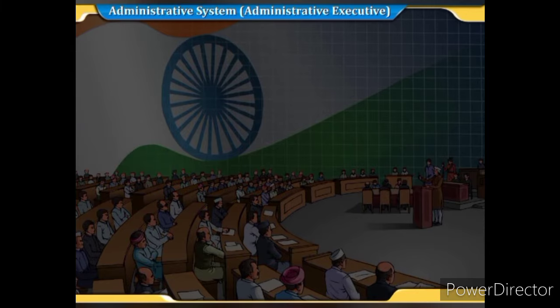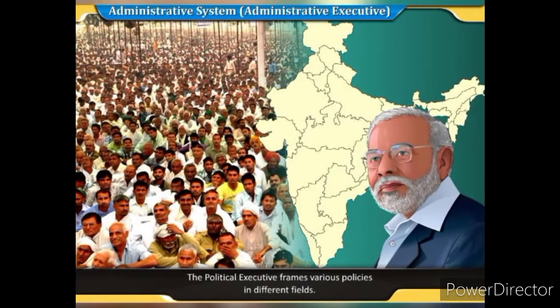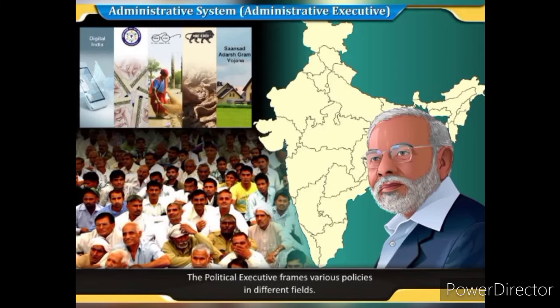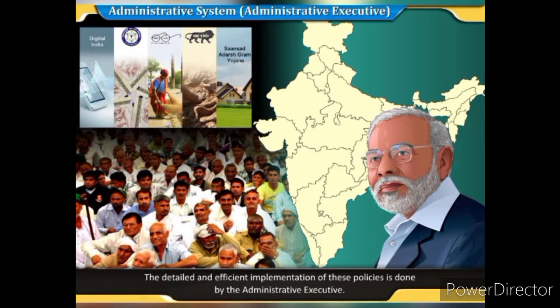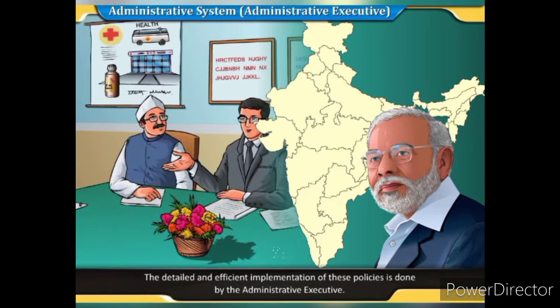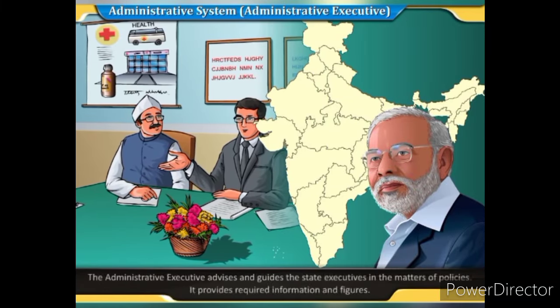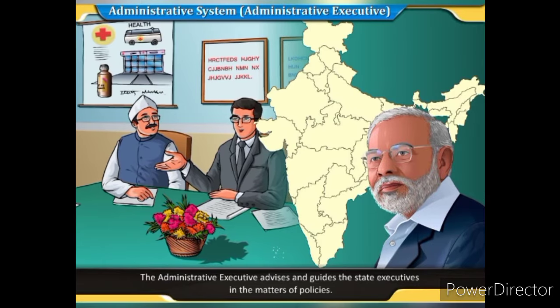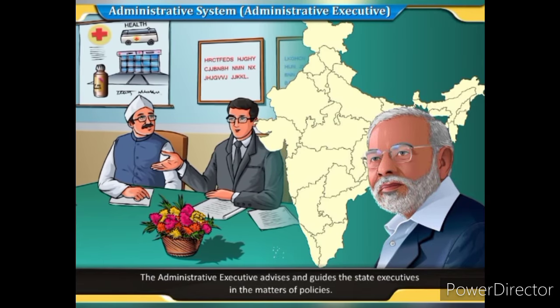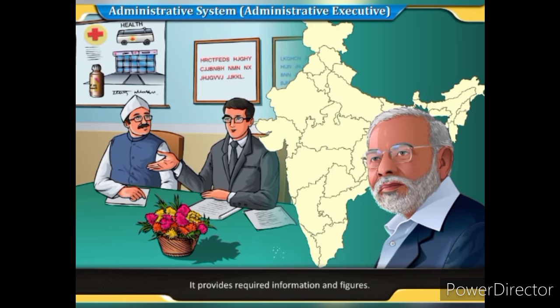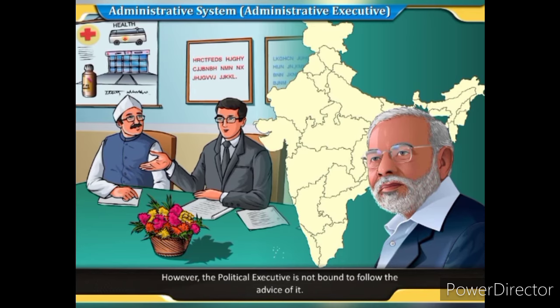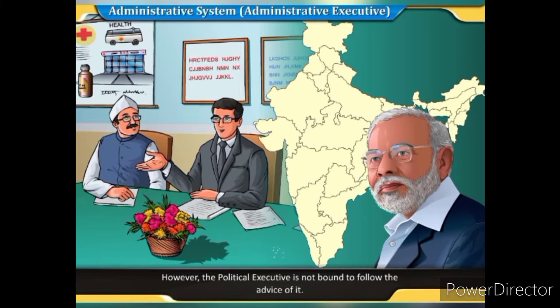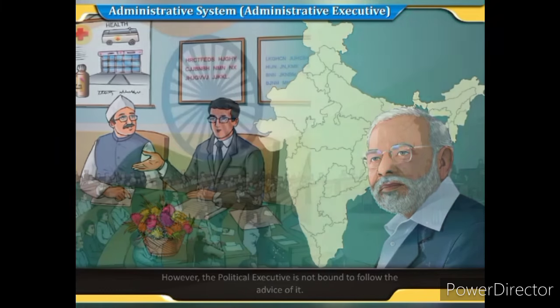Administrative system or administrative executive. The political executive frames various policies in different fields. The detailed and efficient implementation of these policies is done by the administrative executive. The administrative executive advises and guides the state executives in the matters of policies. It provides required information and figures. However, the political executive is not bound to follow the advice of it.